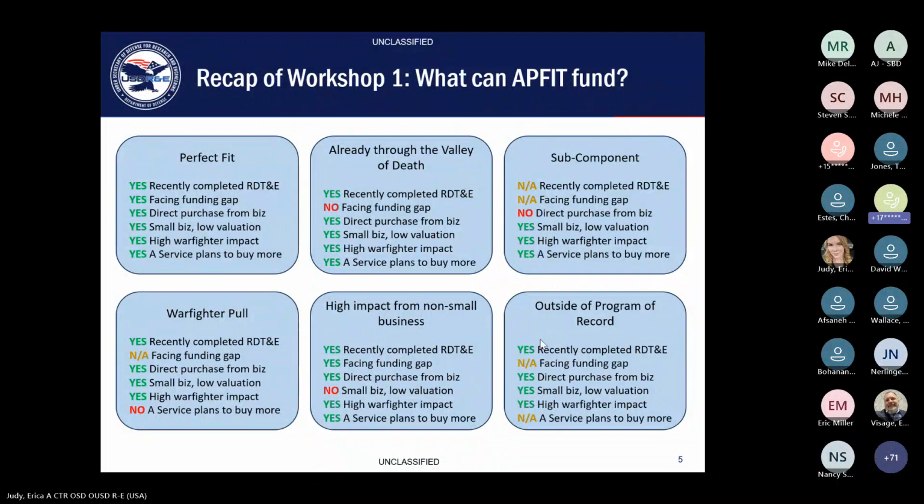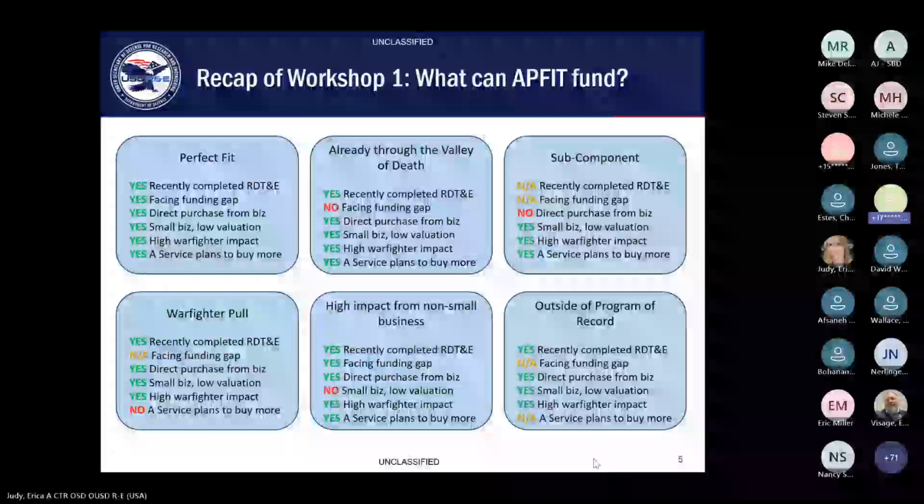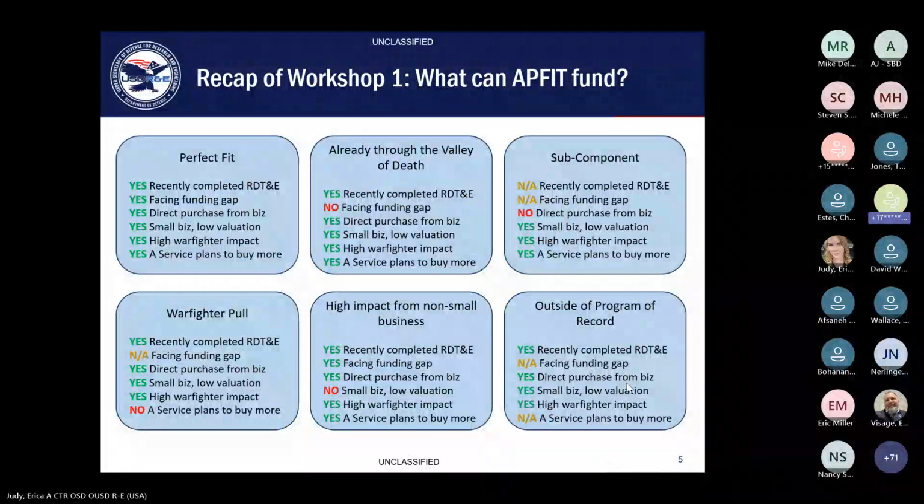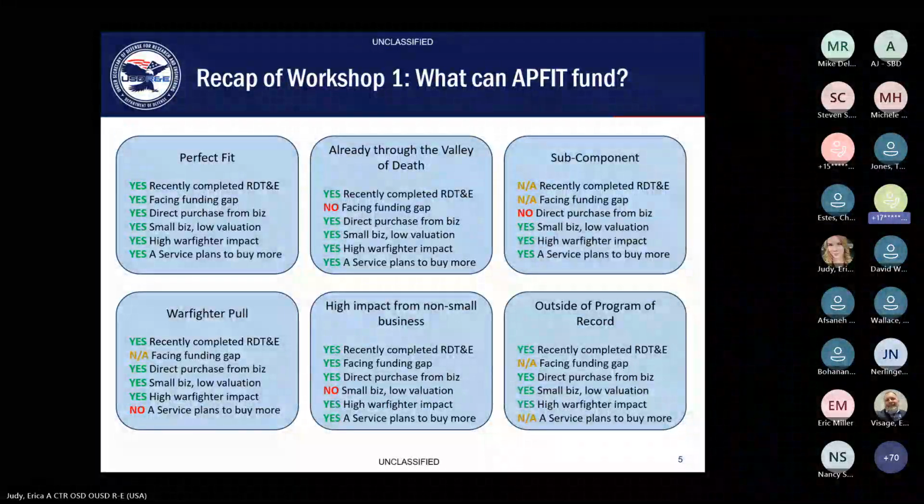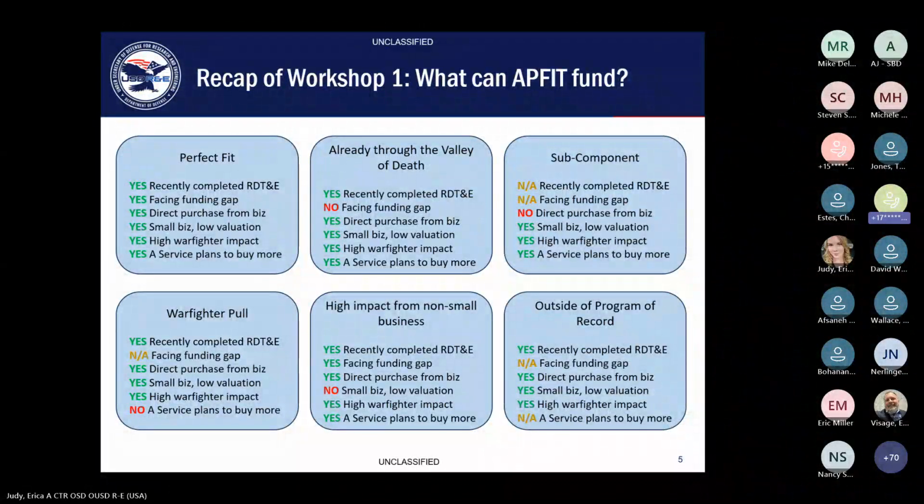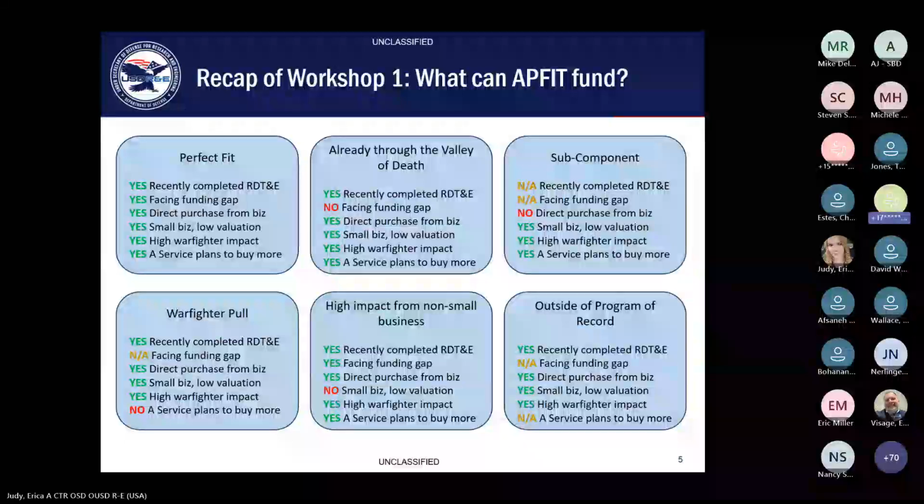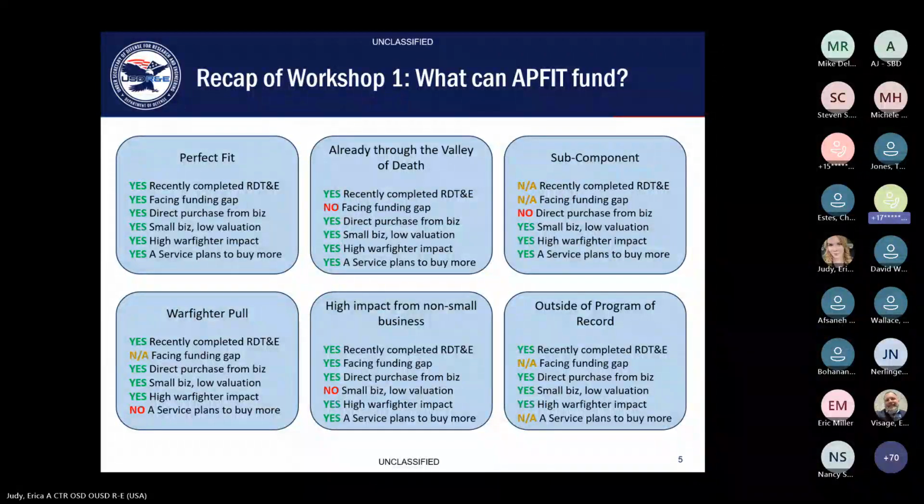All right, yeah. So this was really the main takeaway from Workshop 1, right? If you can fit into one of these 6 categories, you ought to seriously talk to your government partner, again, because it's not industry submitting directly, but your government partner ought to seriously be considering APFIT, because you are at the point where you are ready for APFIT. And this is really important for industry.